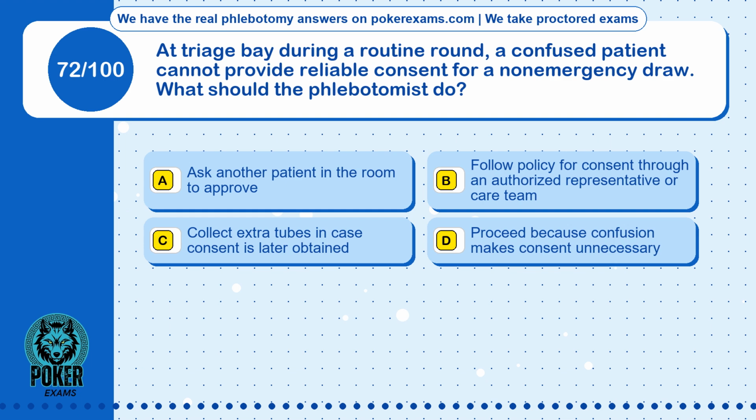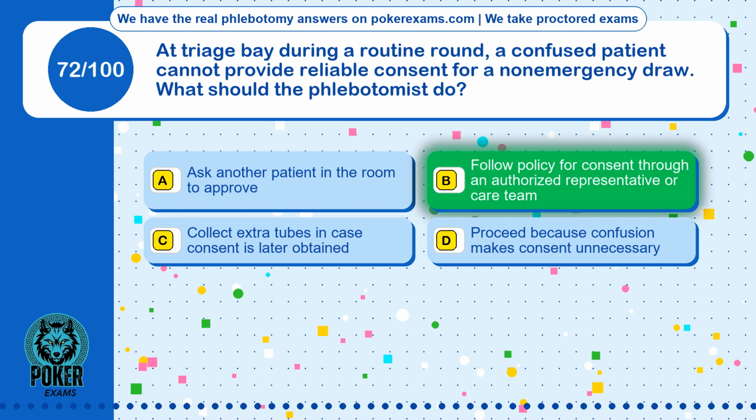Question 72. At triage bay during a routine round, a confused patient cannot provide reliable consent for a non-emergency draw. What should the phlebotomist do? Option A, ask another patient in the room to approve. Option B, follow policy for consent through an authorized representative or care team. Option C, collect extra tubes in case consent is later obtained. Option D, proceed because confusion makes consent unnecessary.